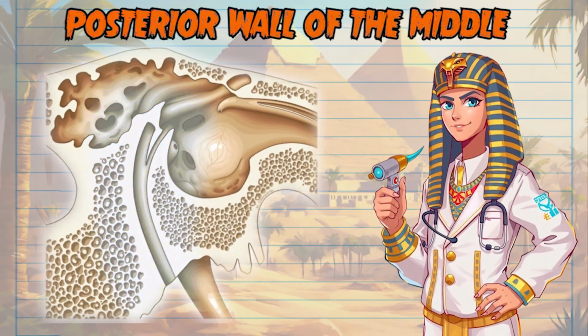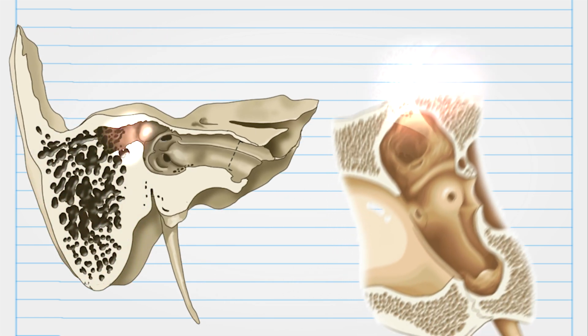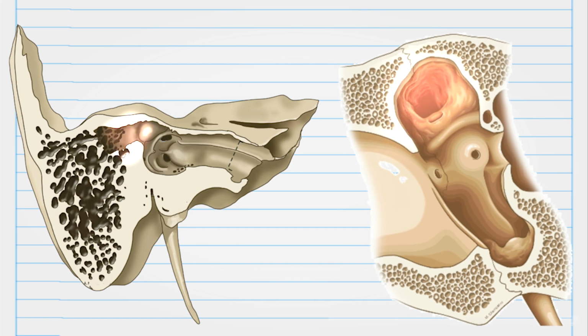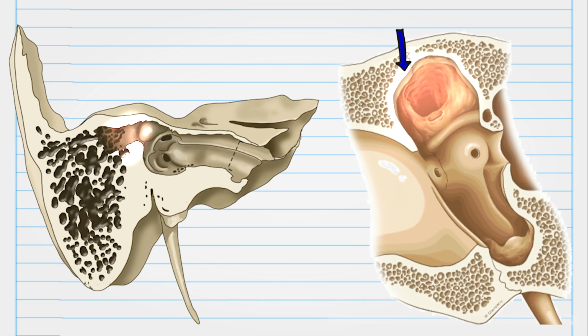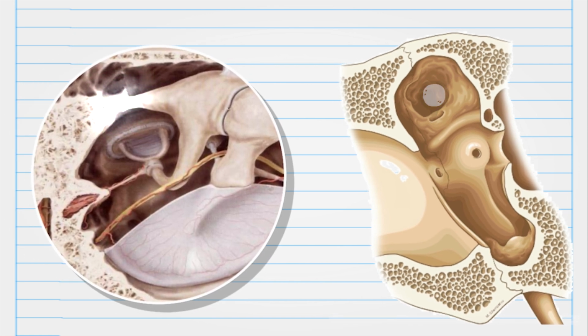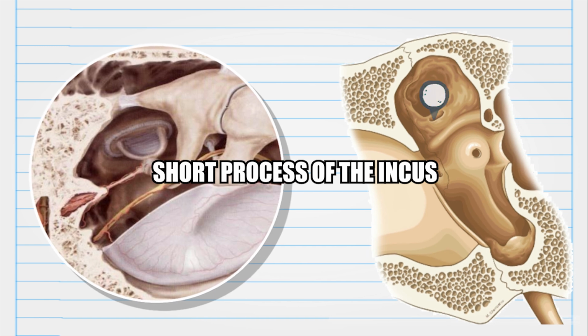Posterior wall of the middle ear. Lies close to the mastoid air cells. Aditus. Opening through which the attic communicates with the antrum. Lies above the pyramid, near the junction with the roof of the middle ear. Fossa incudis. Small depression below the aditus. Houses the short process of the incus.